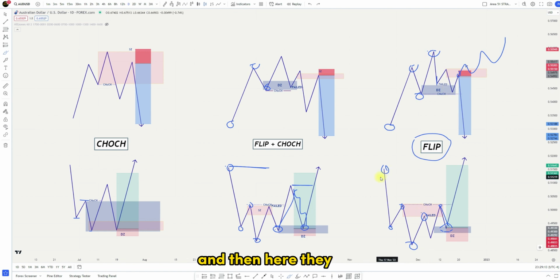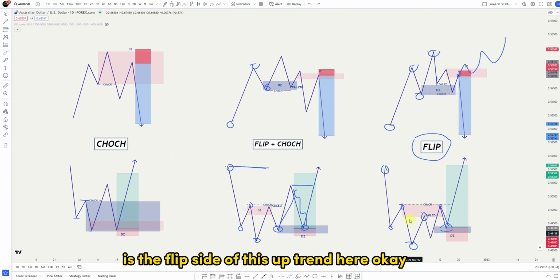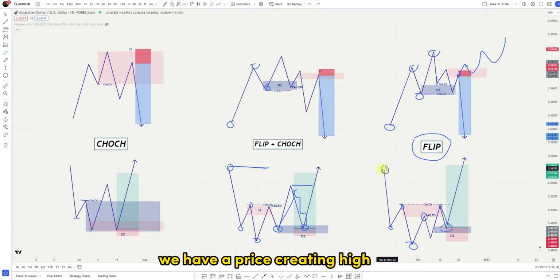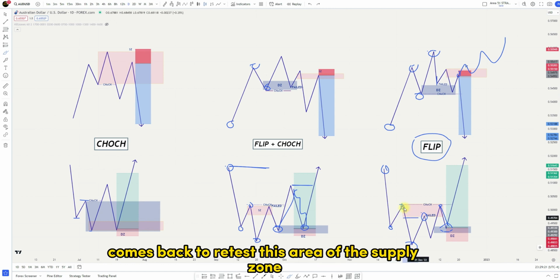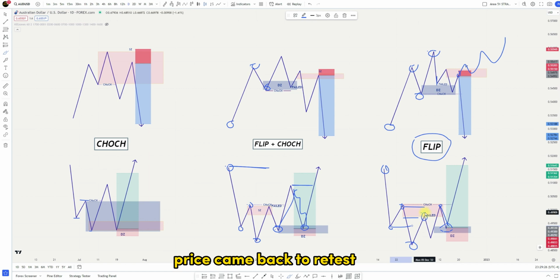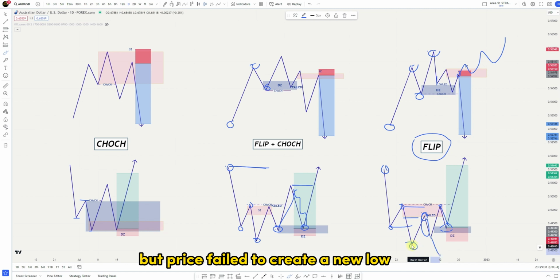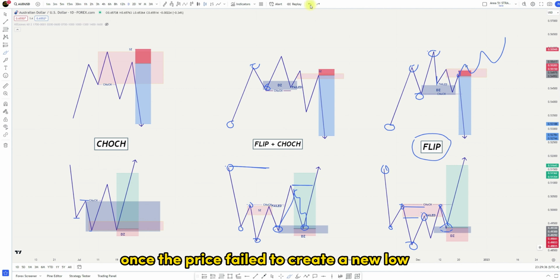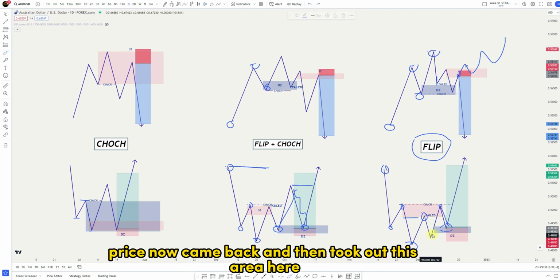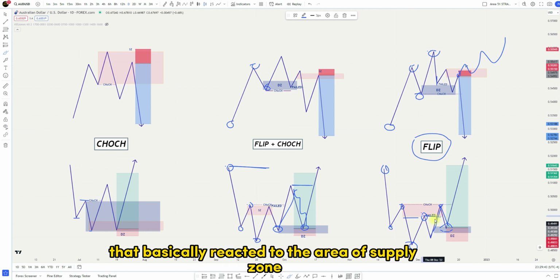And then here, there is the flip side of this uptrend, okay? We have price creating a higher high, and then lower low, lower high, lower low, and then price comes back to retest this area of the supply zone. After the break of this structure, price came back to retest, gave us that little bit of reaction, but price failed to create a new low in order to continue to the downside. And then what happened is, once the price failed to create a new low, price came back and took out this area here that basically reacted to the area of supply zone.